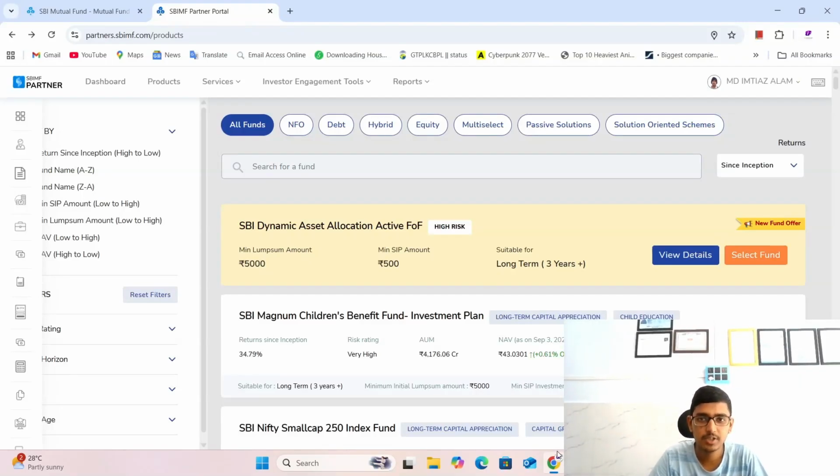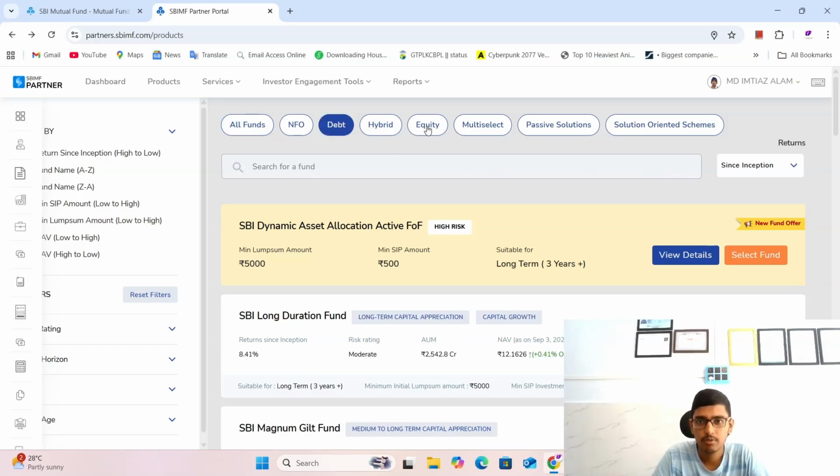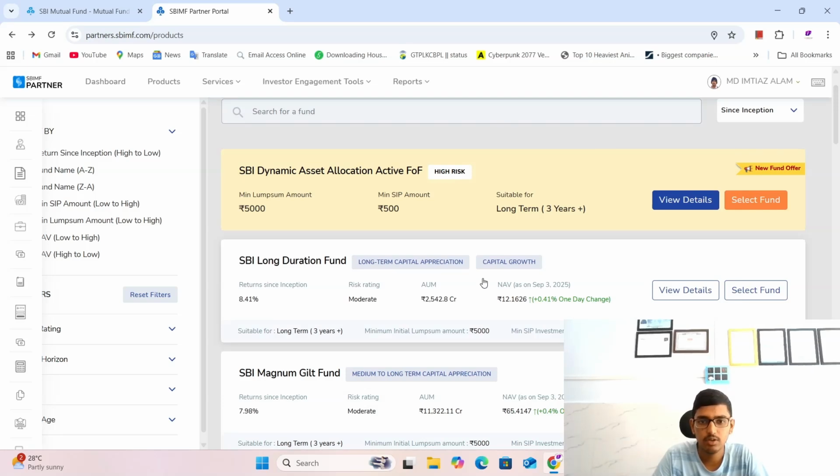So in the previous video we talked about SBI Dynamic Asset Allocation Active Fund of Funds. It was a new fund offering. Today we are going to talk about a debt fund. We will continue line by line, first debt, then hybrid, and we will go on. Today we are going to talk about SBI Long Duration Fund.